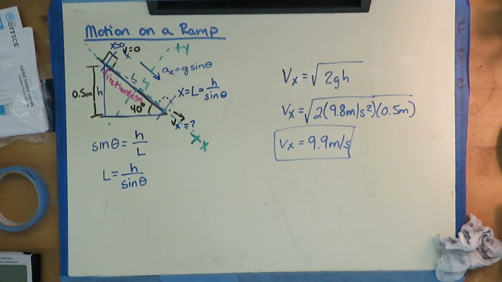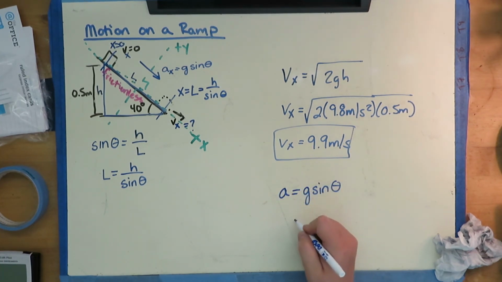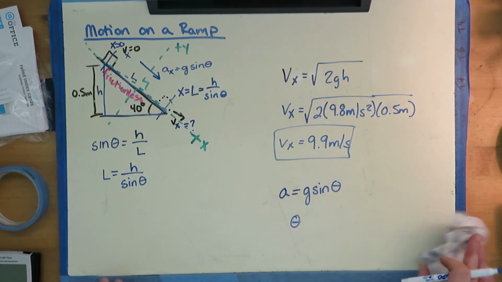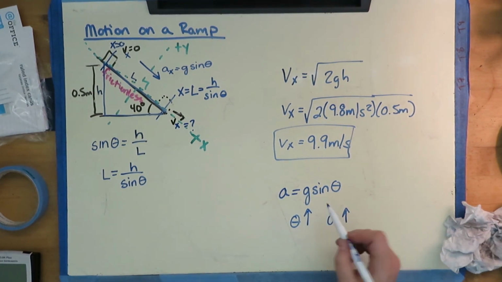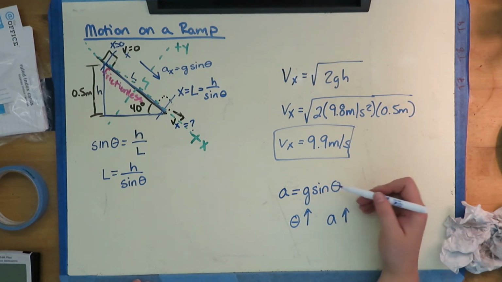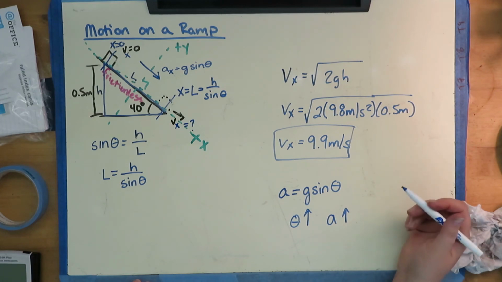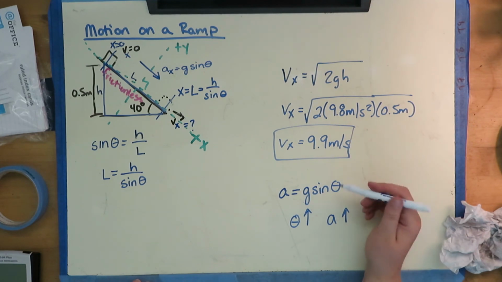So just reminders, this process only works if there's no friction. Our acceleration on a frictionless ramp is g sine theta. And the bigger theta gets, the larger the magnitude of the acceleration gets. Because if we were to look at the sine equation, if theta equals 0, sine is 0, so you'd have an acceleration of 0. If it's 90 degrees, your sine of 90 would be 1, your acceleration would be g.